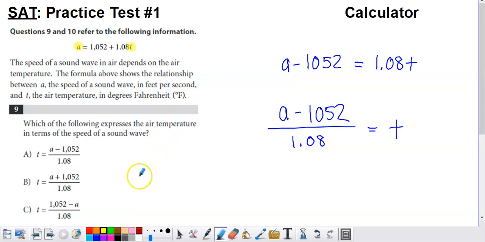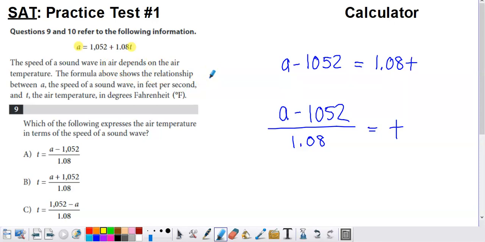So what we are asked to do here is to determine which of the following expresses the air temperature in terms of the speed of a sound wave. So if you think about what variable represents the air temperature, we just looked at it a few seconds ago. It's T. So essentially, all this particular problem is asking us to do is rearrange this equation and get T isolated. So if you're going to do that, the one thing that you have to make sure you do properly is you don't do things in the wrong order.